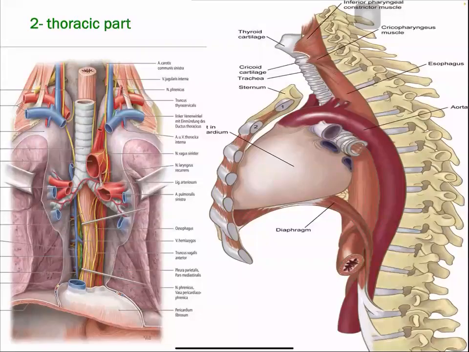The thoracic part lies posterior to the trachea, left main bronchus, left atrium, and upper part of the left ventricle. And the posterior relation is the thoracic vertebrae.